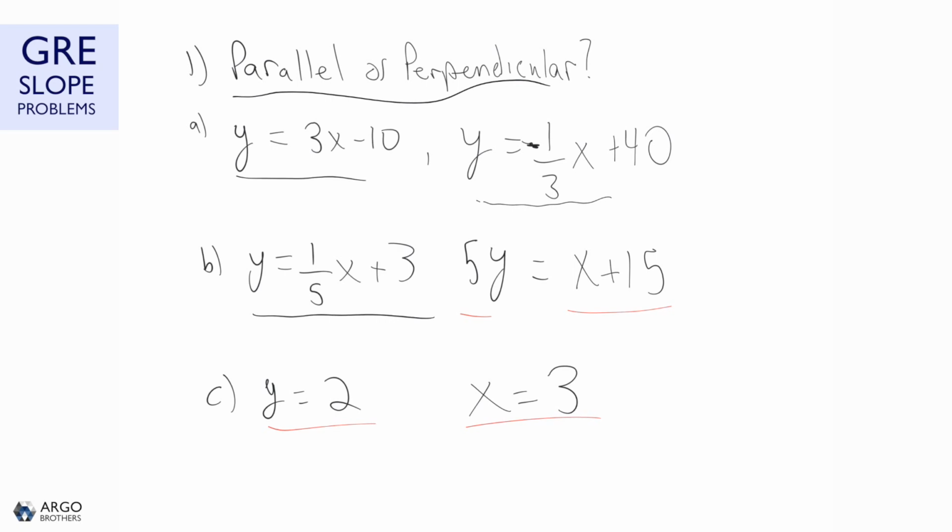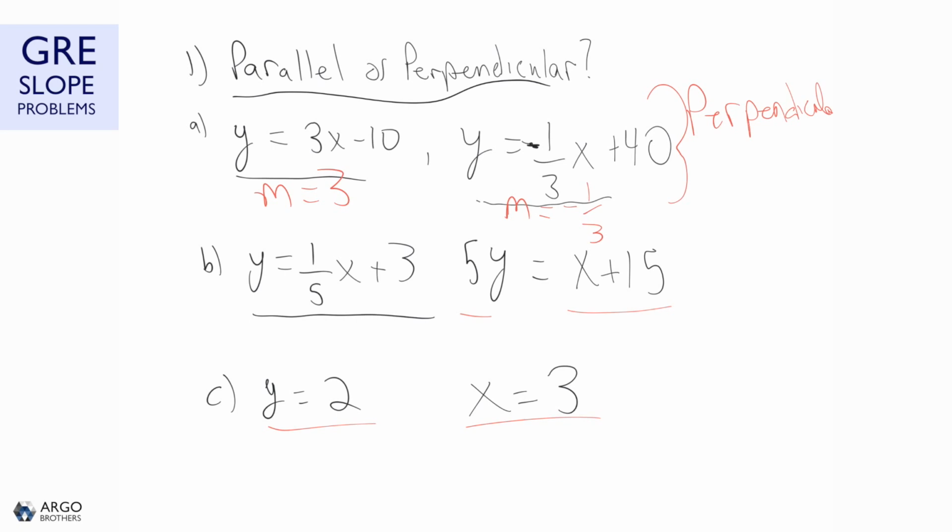Alright, so for part A, well, we can see that they both have different slopes, but the slope for the first line is 3. The slope for the second line is the negative reciprocal of 3, or -1/3. So these guys are perpendicular. These lines are perpendicular, and that means that they intersect at a 90-degree angle.